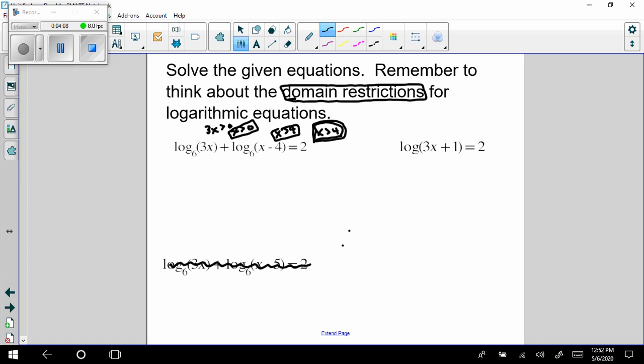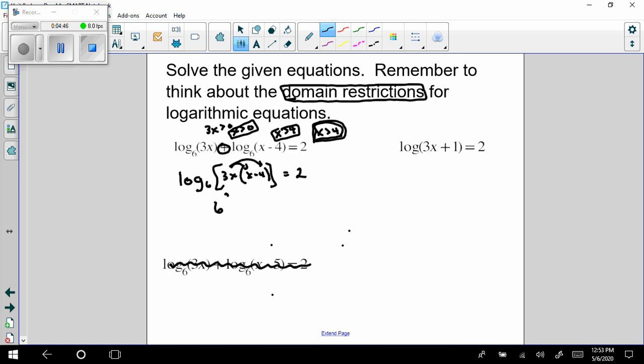All right, so this is addition. So remember, my arguments get multiplied. So log base 6 of 3x times x minus 4 equals 2. So this is going to get distributed in here, so I'm going to end up with a quadratic. So I'm going to go ahead and change to exponential and distribute that 3x at the same time.